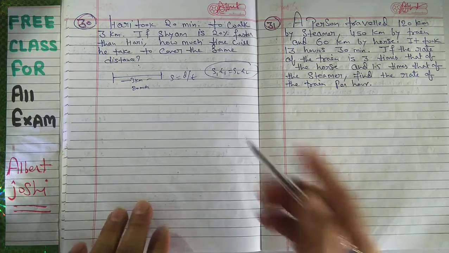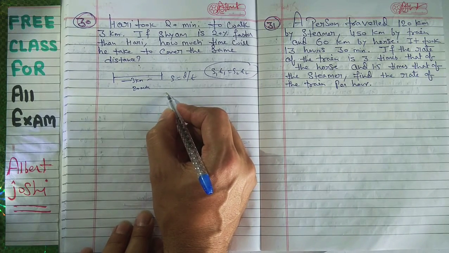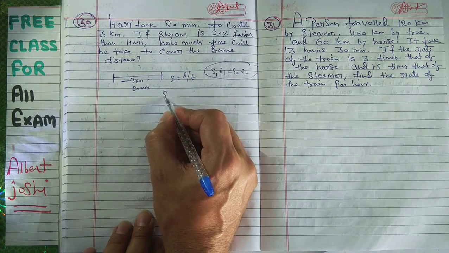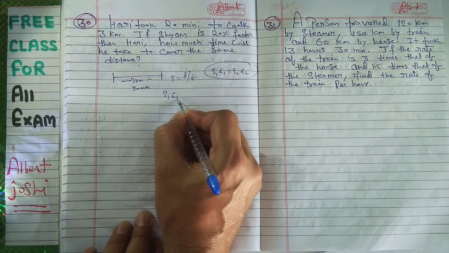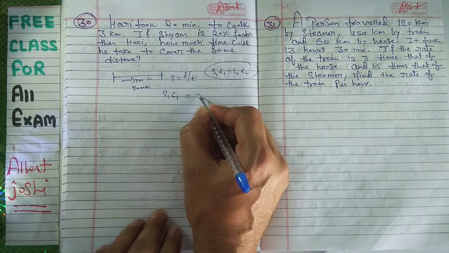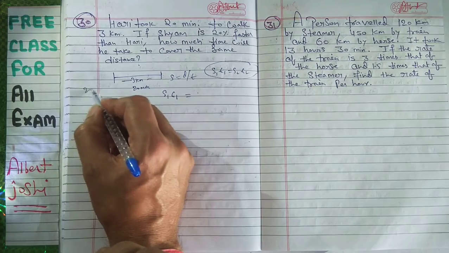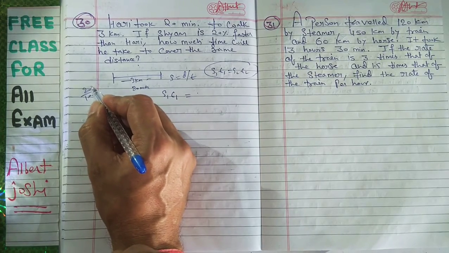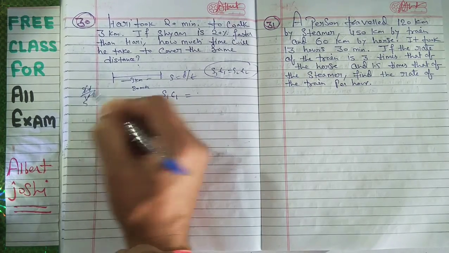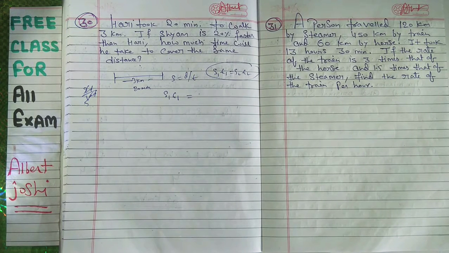So in equation number one, what they have given us: S1 T1 is equal to 20% means 20 upon 100. So 1 upon 5. You are getting 1 upon 5.